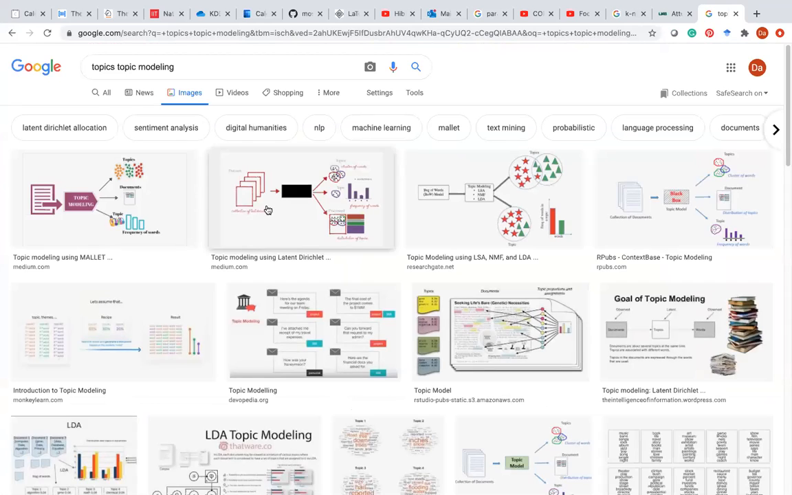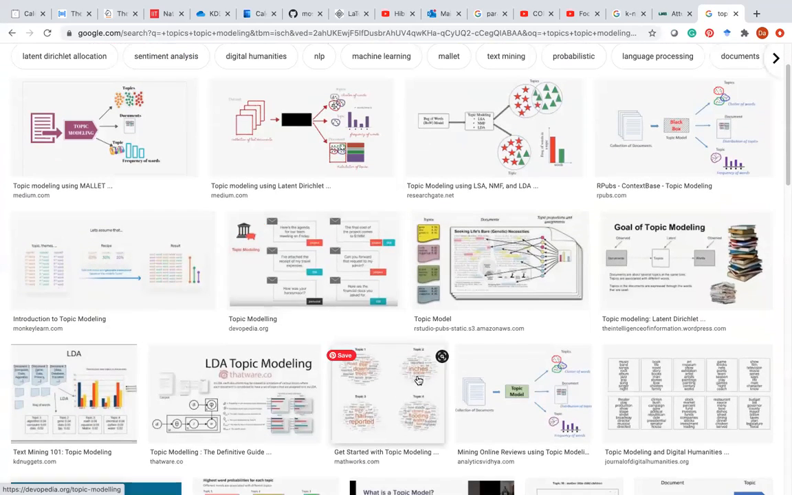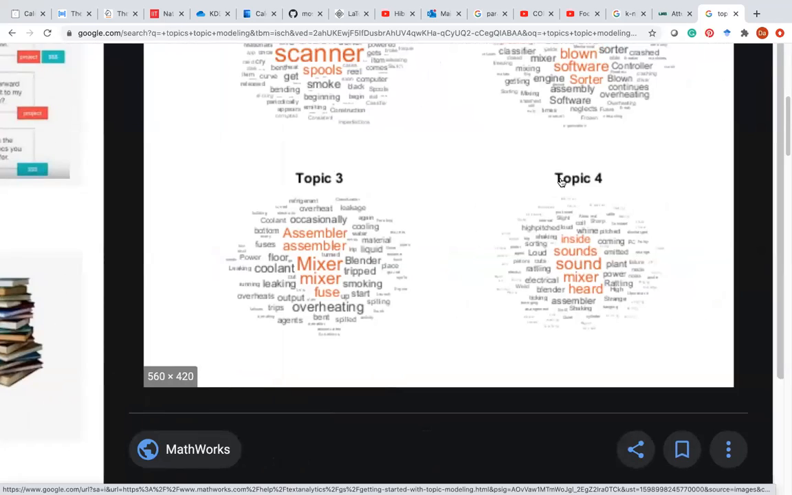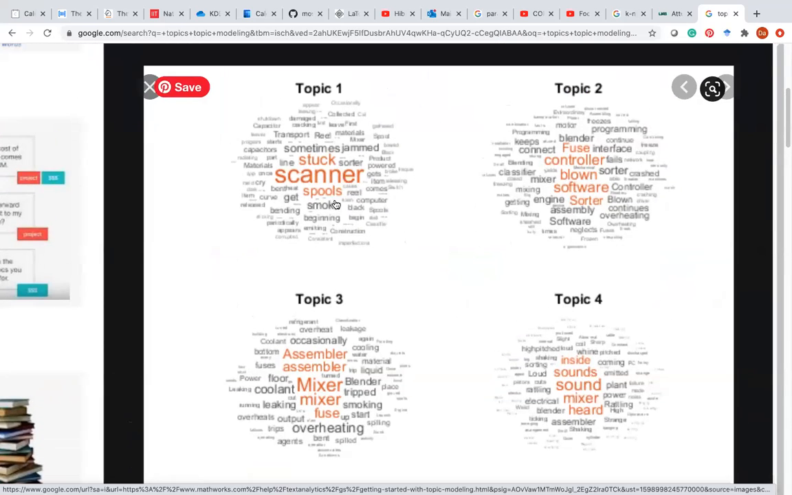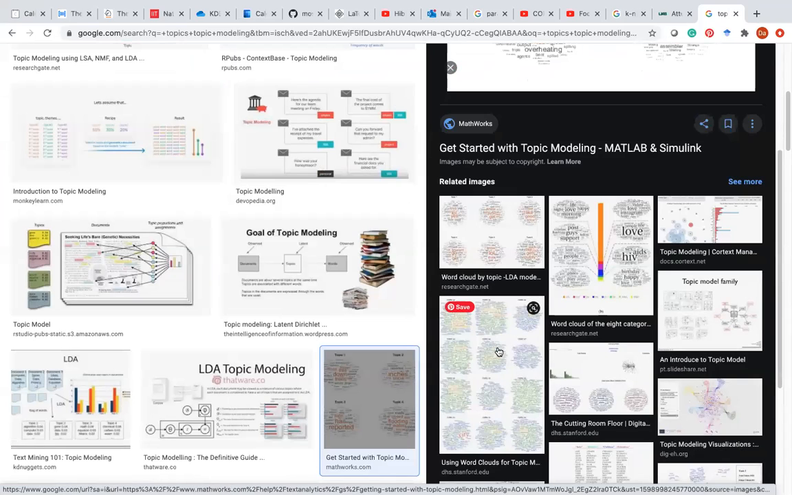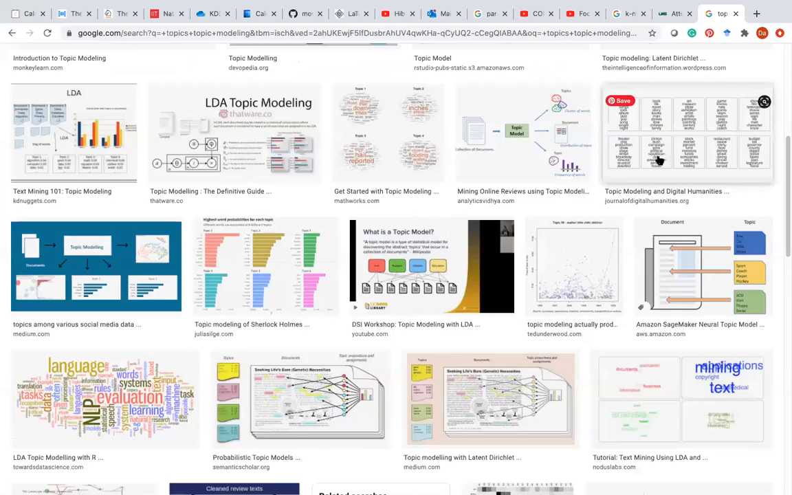So here's an example. What they will do is they do not have clear topics, but you can guess from the high probability words. The more probable, the larger the words here. So what it gives you is something like this.